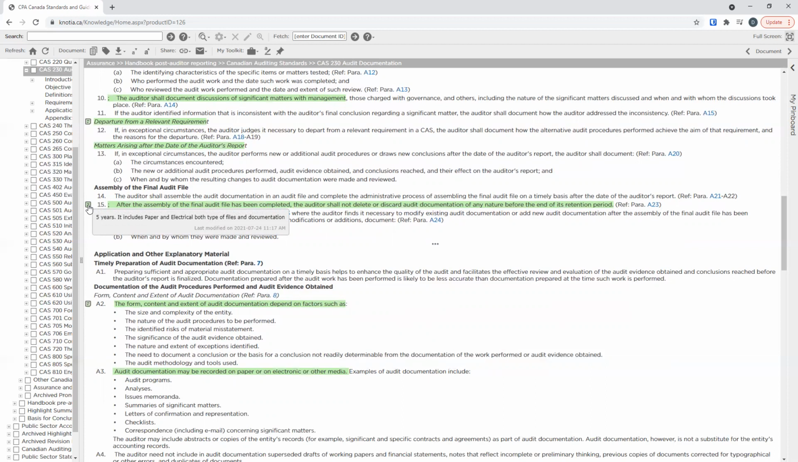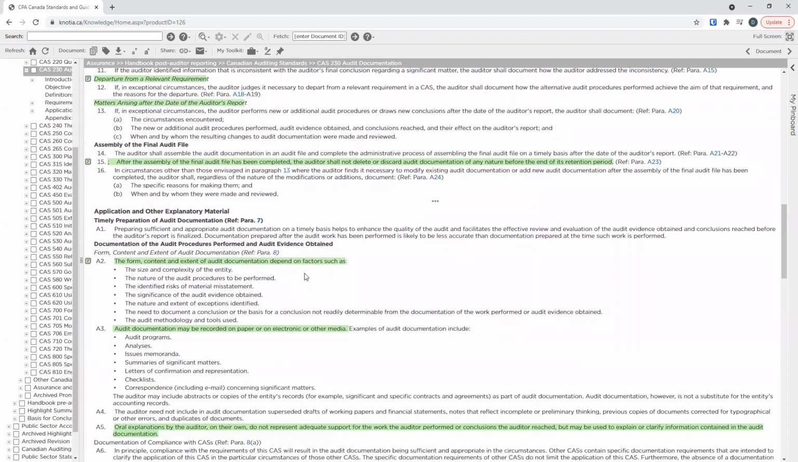And now you have to ensure that it is stored in a secure facility, because it might contain some sensitive client-specific data, which is shared with you as an auditor, and it should not be leaked or openly available. So it should be stored securely. That is also important. Now, here is the application and explanatory material, but very standard.